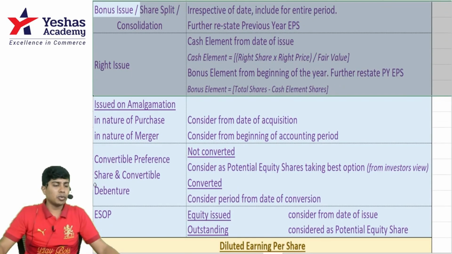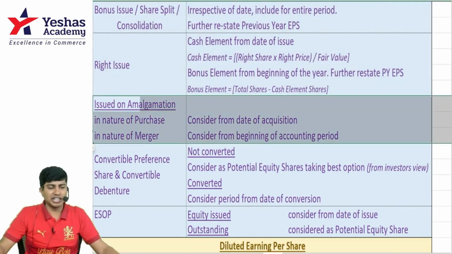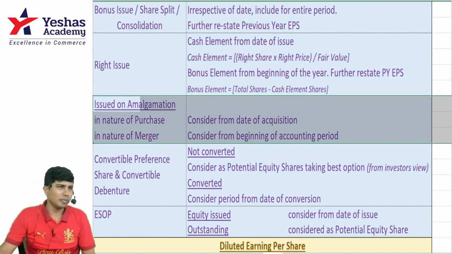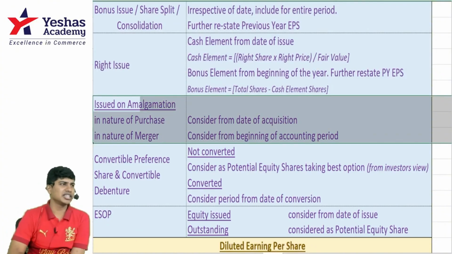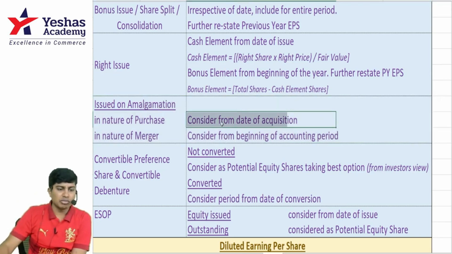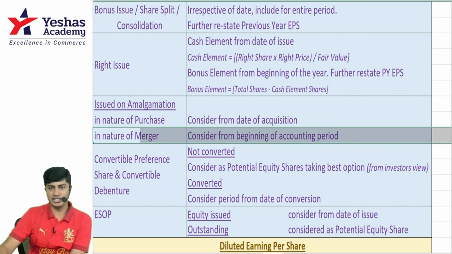Then, in the process of amalgamation, if shares are issued, you learn it in AS 14. There are no questions on this for you to know. You should check whether the amalgamation is in the nature of merger or purchase. How? That's in AS 14. If it is purchase, then shares will be considered in EPS from the date of issue, the date of acquisition. If it is merger, it is like shares issued for non-cash consideration.